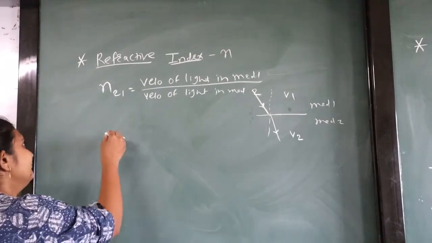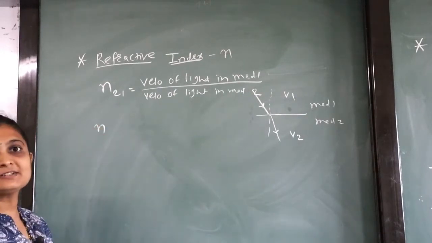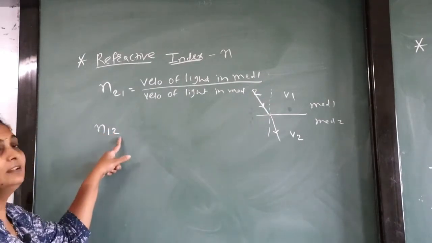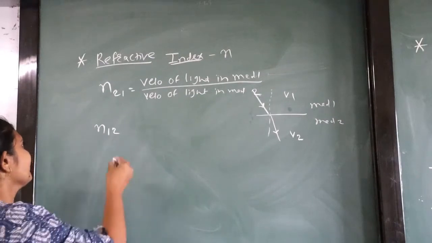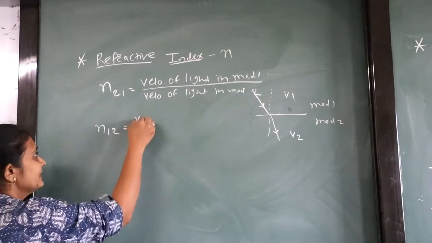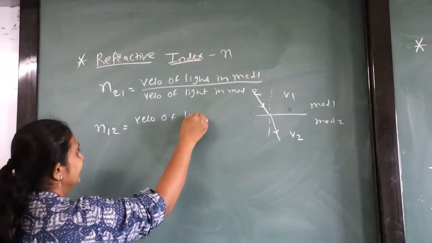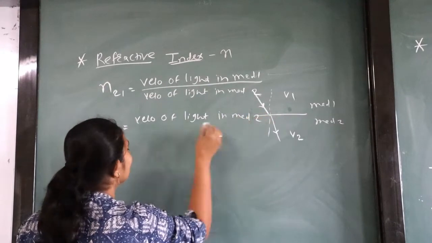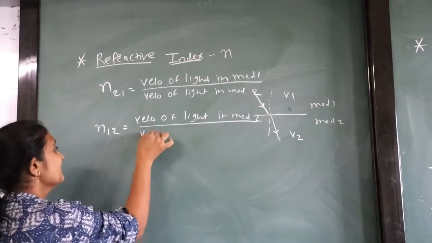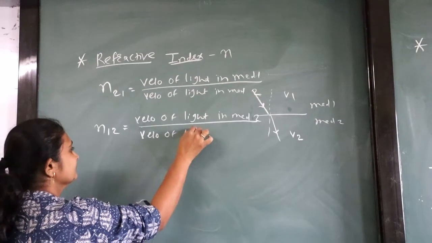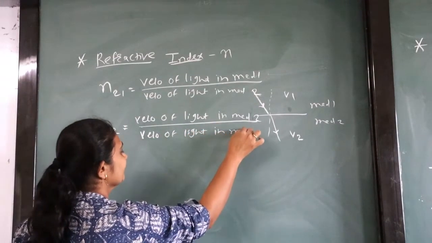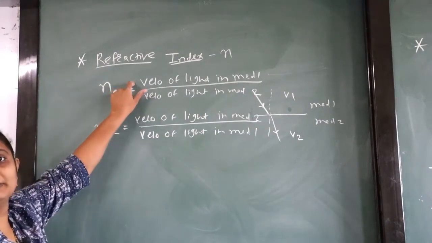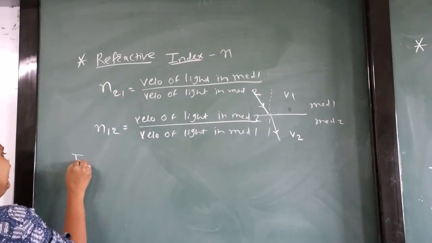Again, if we have to find the refractive index of medium 1 with respect to medium 2, then we write n12, medium 1 with respect to medium 2, is equal to the velocity of light in medium 2 upon the velocity of light in medium 1.